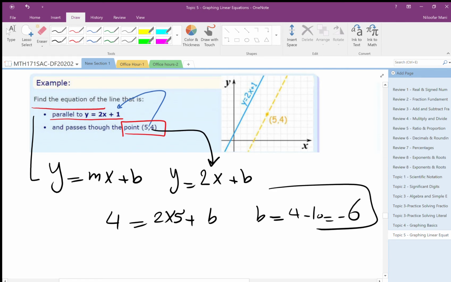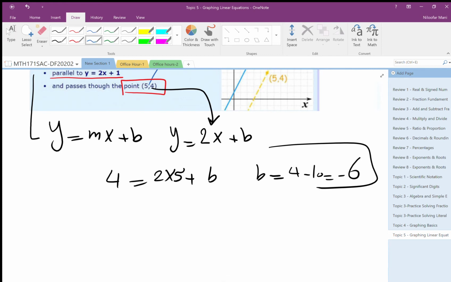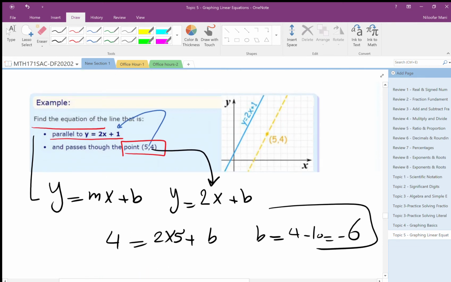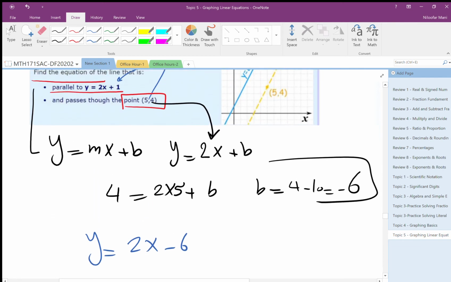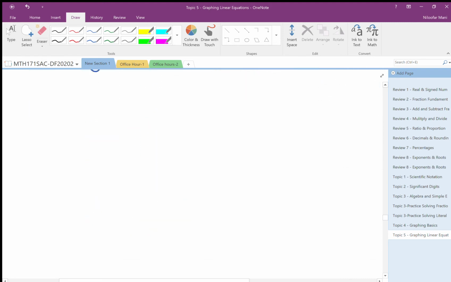So the line that I'm looking for is y equals 2x minus 6, and yes, it's parallel with that one and goes through the point which is here. If I do 2 times 5, which is 10, minus 6, that's 4. And the point is on the line. So this is what I'm looking for here.